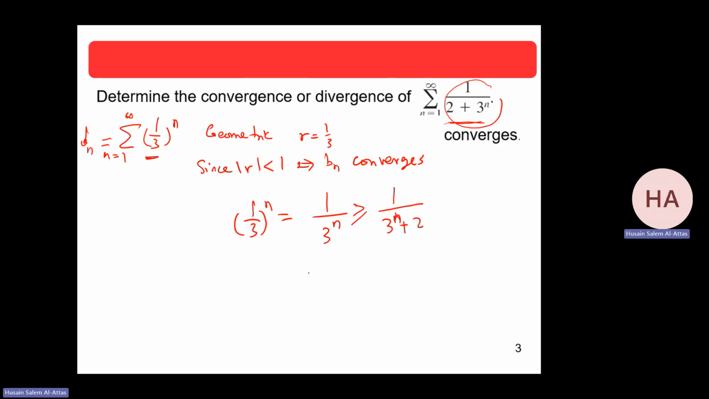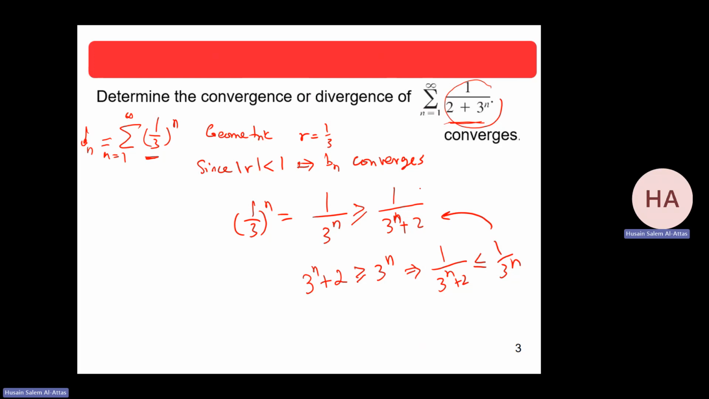Let me do it in another way. 3 to the power n plus 2 is greater than or equal to 3 to the power n. When I take the reciprocal, I need to change the inequality, since everything is positive. So you have 1 over 3 to the power n plus 2 less than or equal to 1 over 3 to the power n. I'm trying to explain it in different ways.